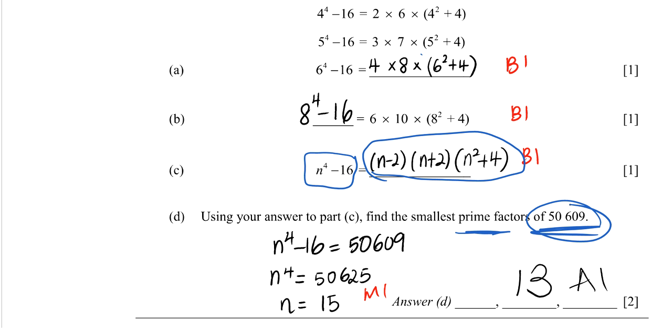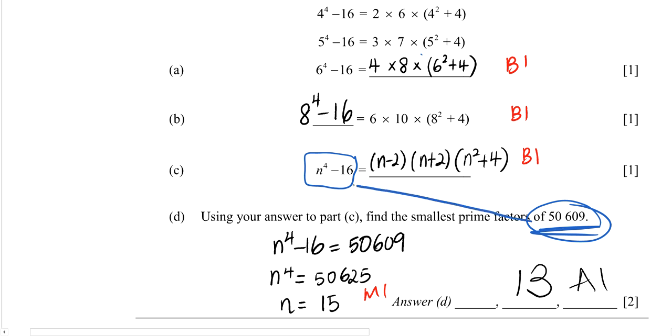Okay, the only thing I can do right now is to try and equate 50609 to n power 4 minus 16. Because if I can equate them like this, then I will be able to rewrite 50609 into n minus 2 times n plus 2 times n squared plus 4. Does it make sense so far? If they can equate, then I can break it down into 3 factors. So that means n minus 2, n plus 2, n squared plus 4 is equals to 50609.